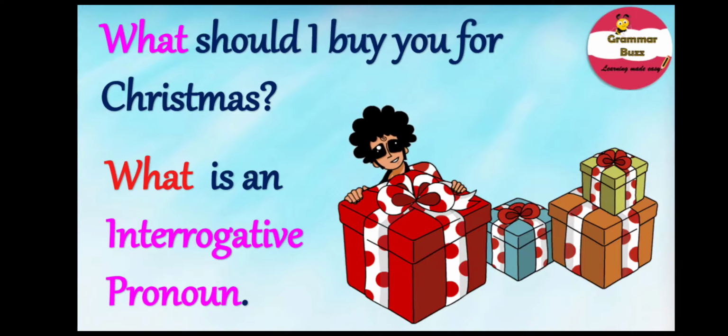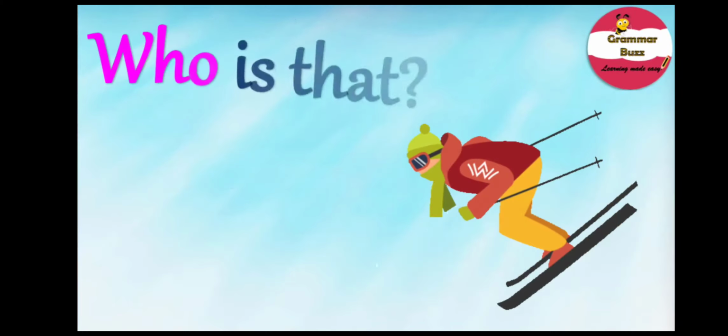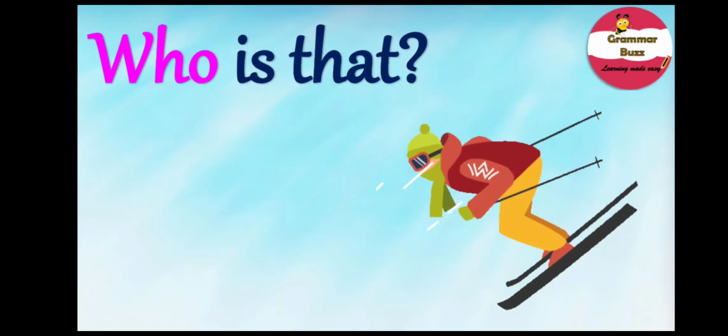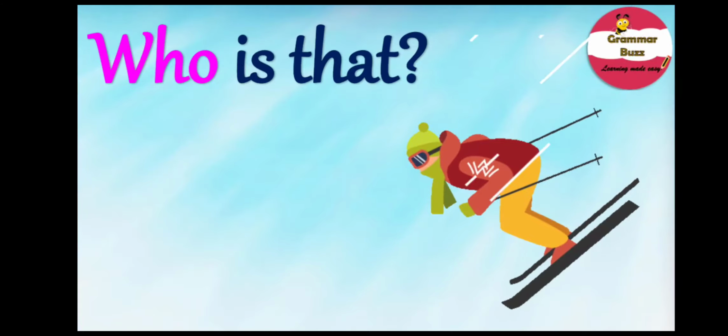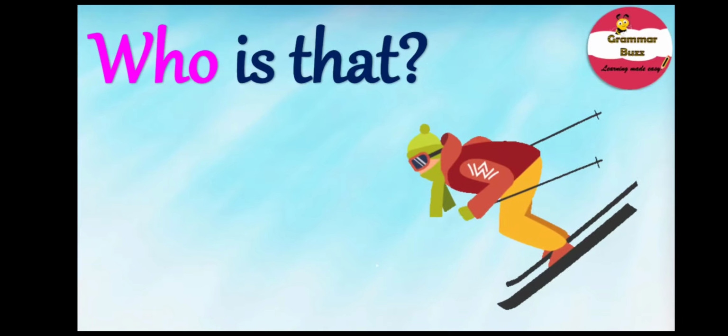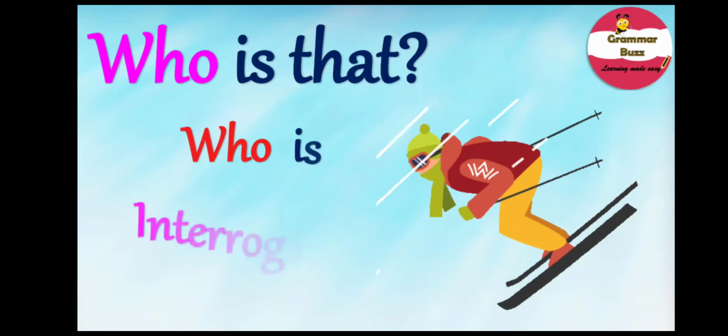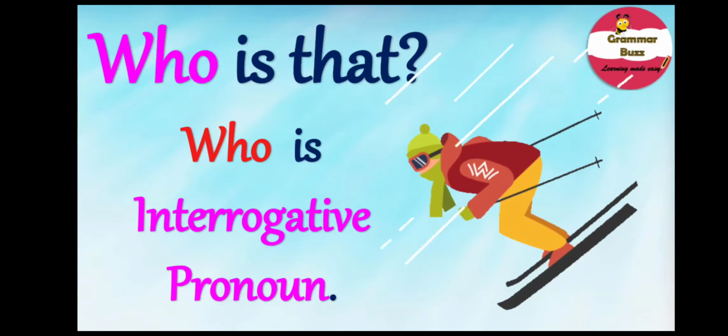Okay, let's take a look at the next example. Here we have the picture of a person skiing. And what does our sentence say? Who is that? A short and simple one, right? In this sentence too, who is an interrogative pronoun. And why do I say so? It's because who stands alone in the sentence. It does not modify a noun. It simply asks a question. It replaces the noun in the sentence. So who in this sentence is an interrogative pronoun.